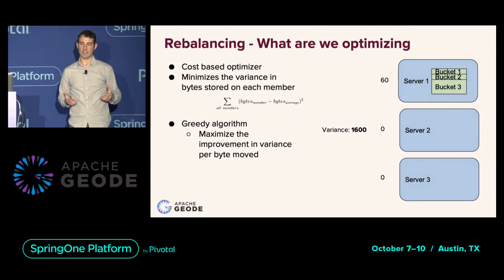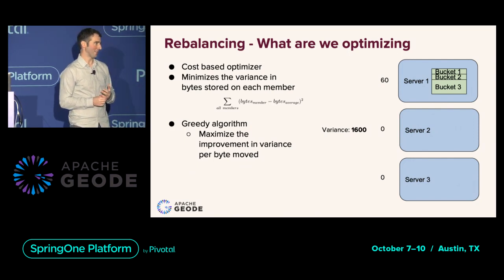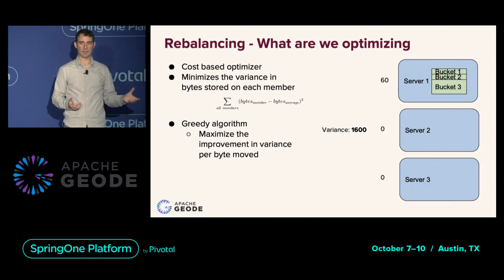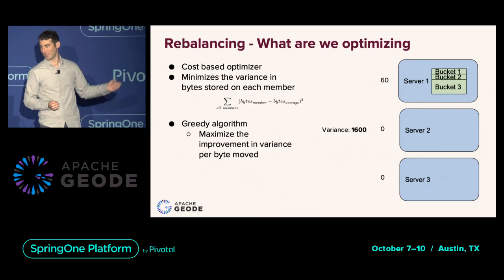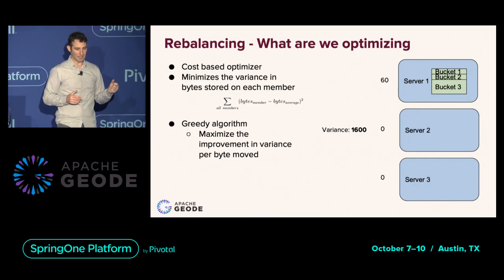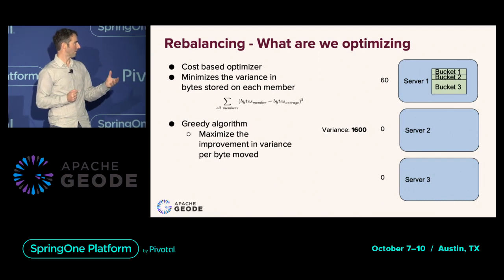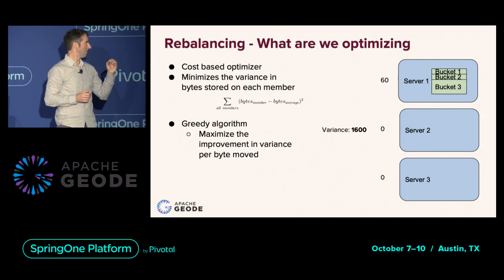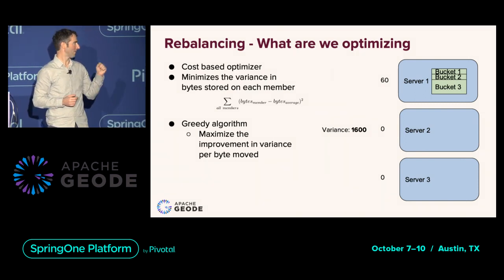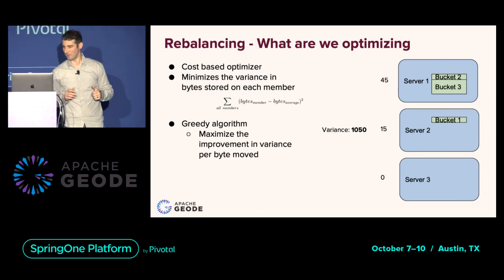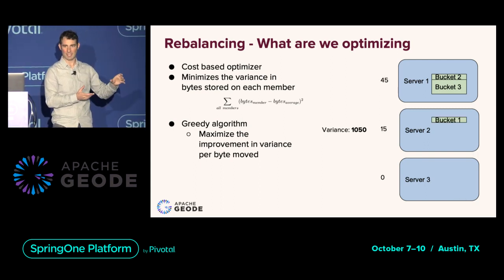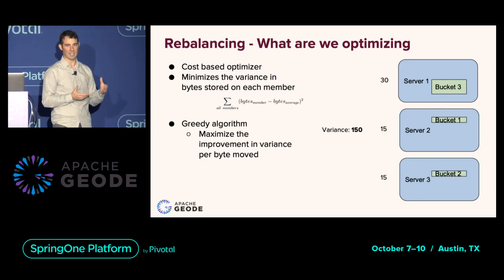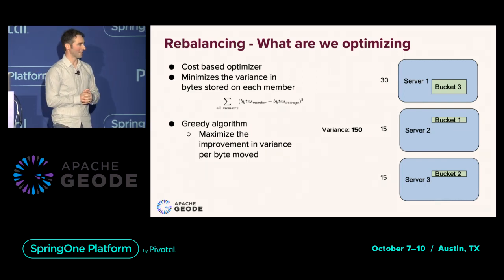The way we do this is with a cost-based optimizer, where in this case, our cost function is basically the variance in the amount of data stored on each server. You can see I've computed the variance of this cluster up here is 1,600. Then we have a greedy algorithm that will do one operation, one move of a bucket at a time, that will make the largest improvement in variance for the least amount of data moved. So I might move this bucket because it's a smaller bucket, but I get a bigger improvement in variance. And I might move that bucket. So when we're rebalancing and moving your data, that's what we're doing, using this cost-based optimizer.